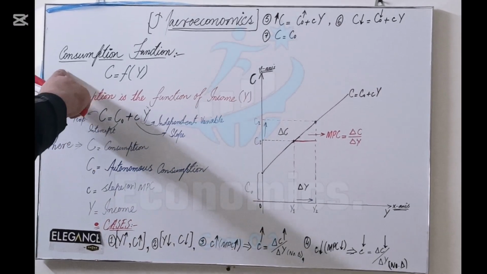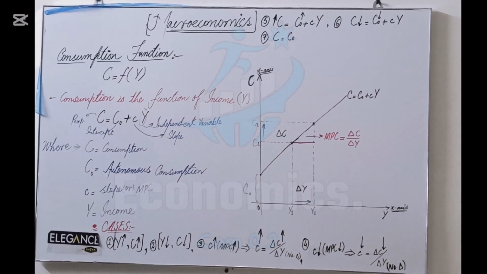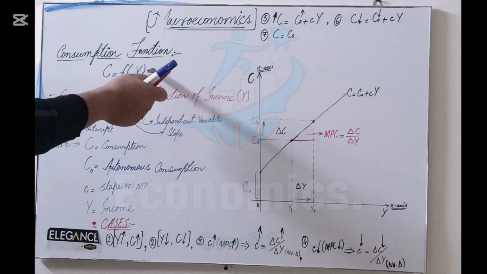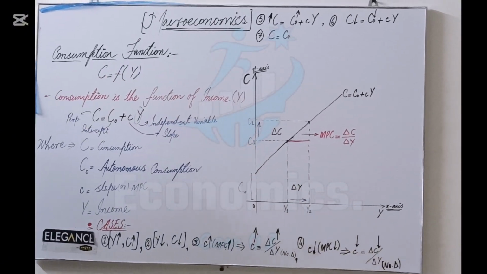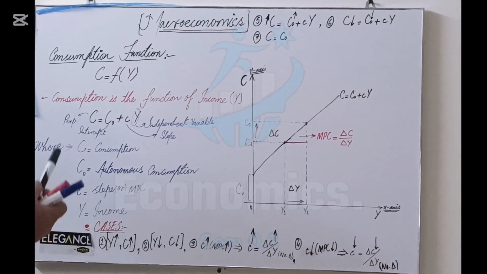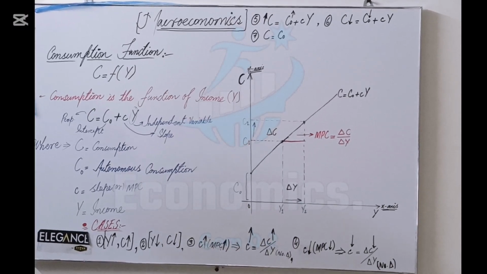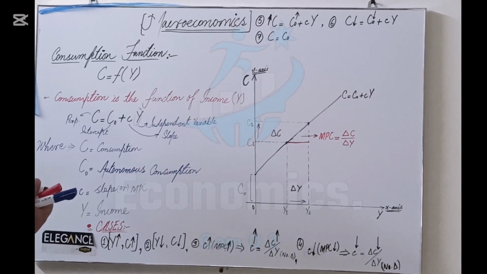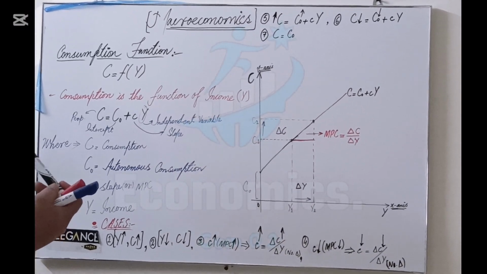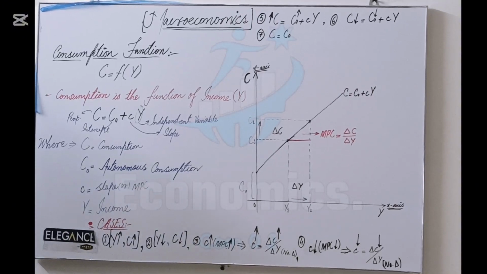What is the consumption function? C is equal to a function of income. The consumption function is an economic formula that describes how household consumption changes with its income. It is also known as the Keynesian consumption function.